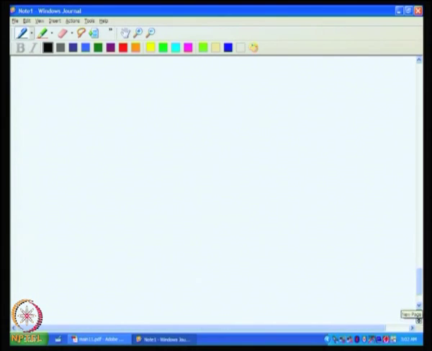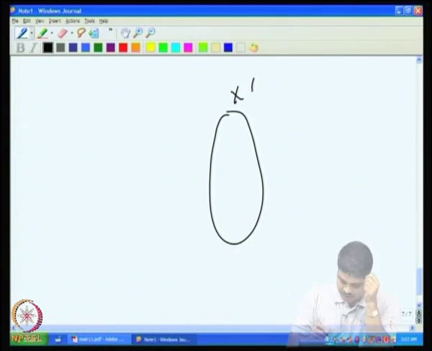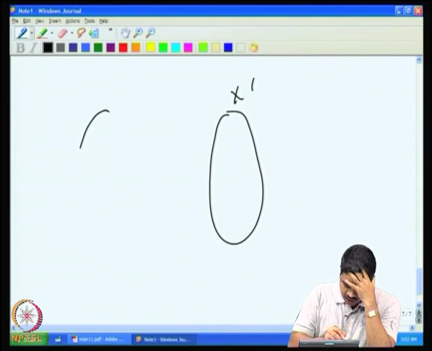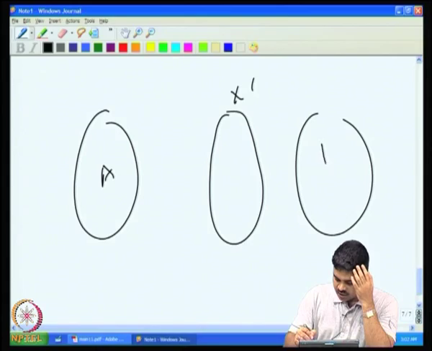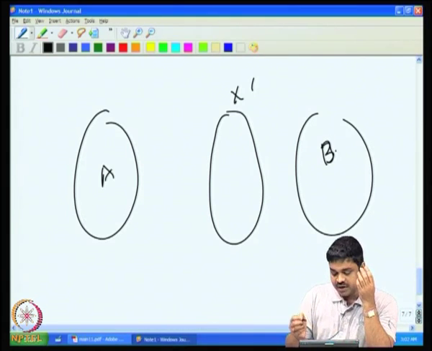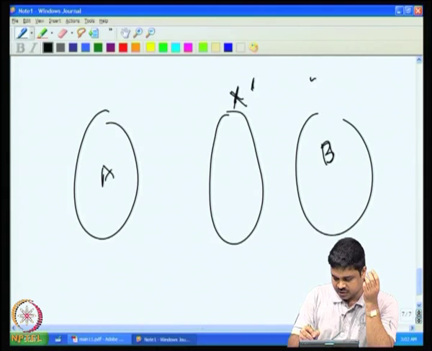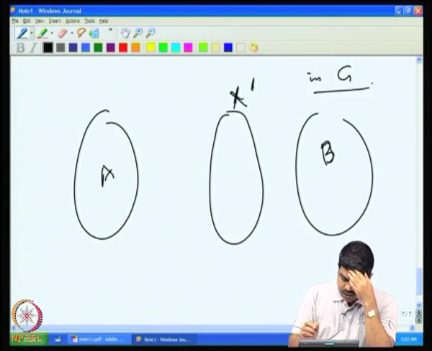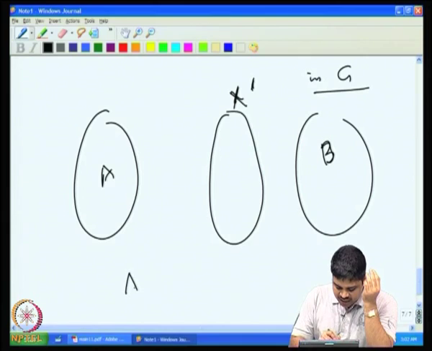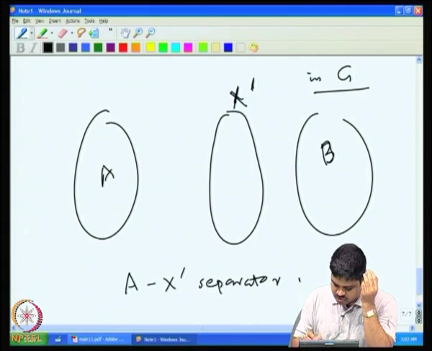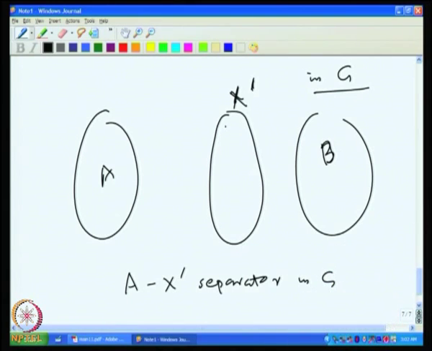So, now let us consider this x dash separator here. We have A somewhere here, B somewhere here. So, this A is separated from B by x dash in G itself. Now, we consider this x dash separator in G. What we can do is, we can remove this xy edge from the graph, right. X and y both are in x dash. So, therefore, the induction hypothesis holds here, in a smaller graph.